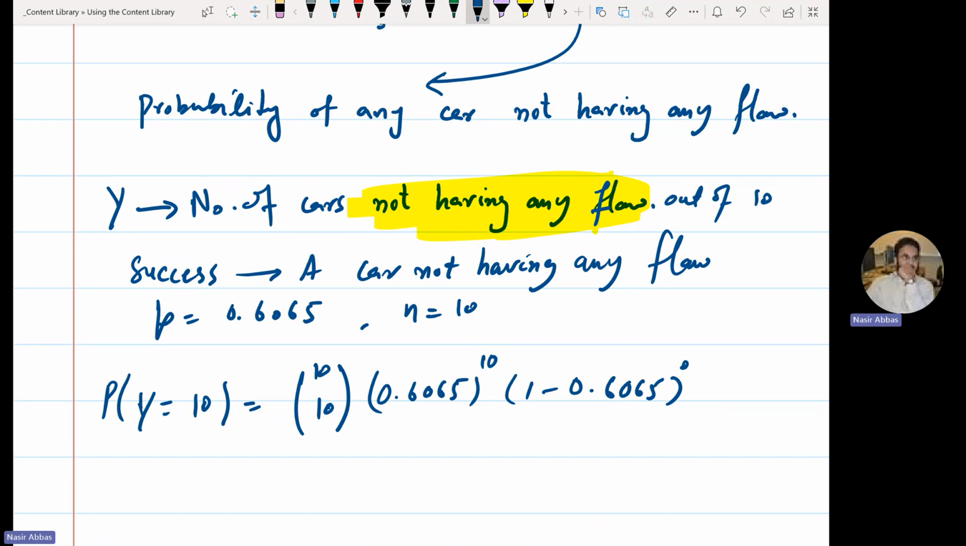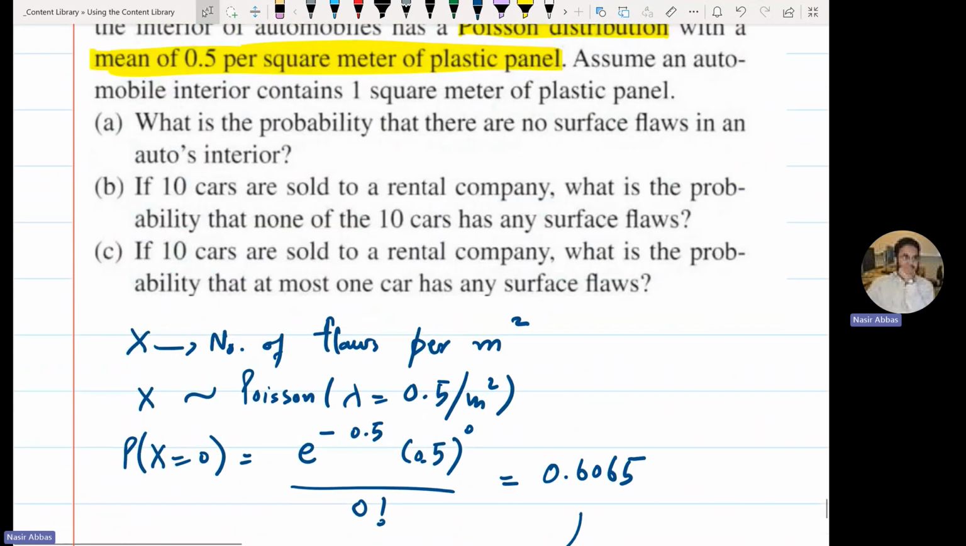What if I ask you a question? Look at part C. Now, C would look simple. If 10 cars are selected, what is the probability that at most one car has any flaw? Is this in terms of X or in terms of Y? Y. What is required? At most one is what? One or less. So probability Y equals 0 plus probability Y equals 1.